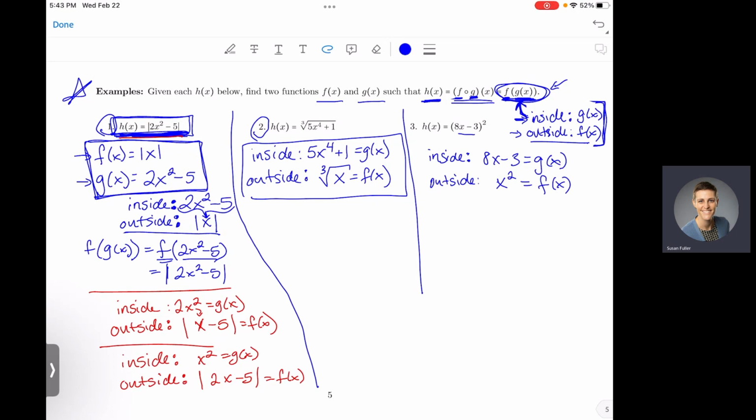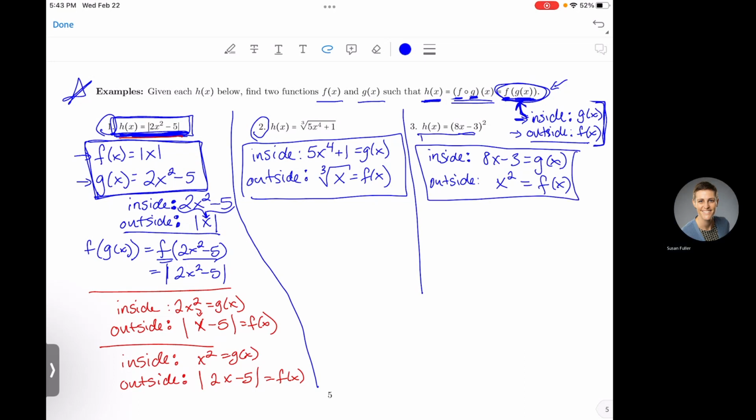And if I take f circle g, I take g, plug it into f, I get 8x minus 3, that quantity squared, which is what we started with. And that is an answer. That's an f and g that work together. Okay, hopefully that helps you. Again, just ask yourself what function is inside something else, and that will lead you to the correct answer.